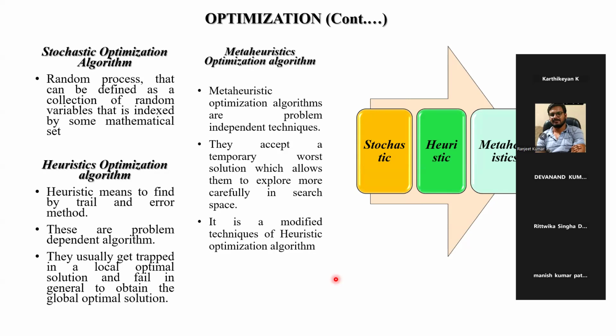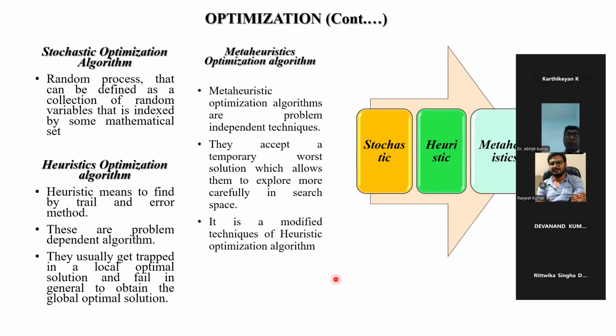In the case of the stochastic optimization algorithm, we can say that it is a random process. That means we can collect random data, and then we upgrade this optimization into the heuristic nature. Heuristic optimization is basically a trial and error method. Trial and error means we collect some data and then we try, and if we get some error, we just eliminate it from the system. Then we upgrade to the next one, the meta-heuristic optimization.